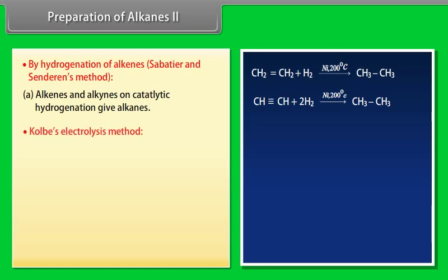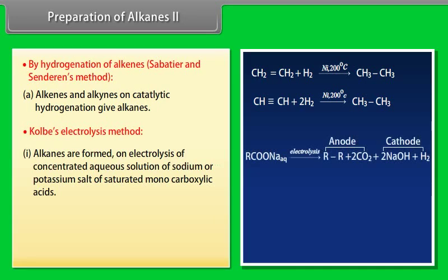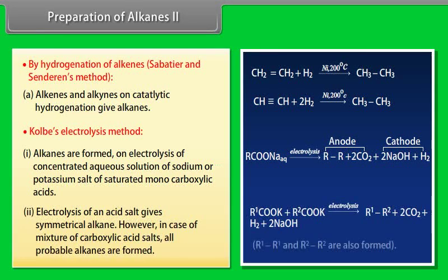Kolbe's electrolysis method. Alkanes are formed on electrolysis of a concentrated aqueous solution of the sodium or potassium salt of saturated monocarboxylic acids. Electrolysis of a single acid salt gives a symmetrical alkane. However, in case of a mixture of carboxylic acid salts, all probable alkanes are formed.